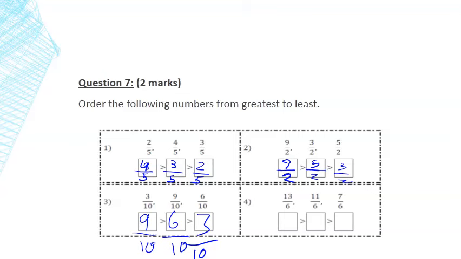Liam. 13 over 6. Eleven. Yes. 7. If you notice, these fractions are improper fractions because the numerator is greater than the denominator, right?